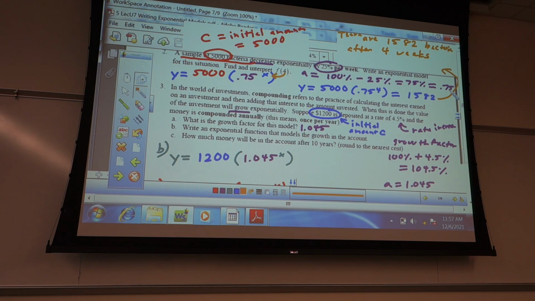Great. Yeah, that works. You can put it either way, either direction. After 4 weeks, there are 1,582 bacteria, or vice versa. Good.